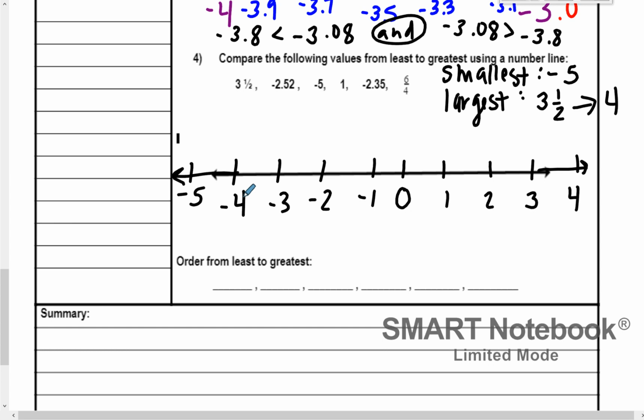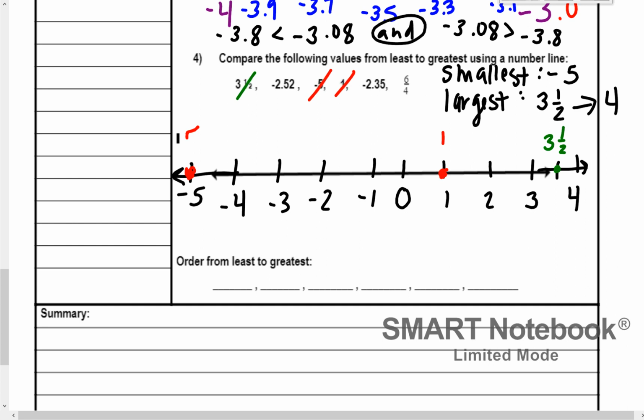Okay. Let's plot our integers first. Okay, so negative 5 right here. 1 right here. Okay, so our whole numbers, just get rid of them right away. 3.5, that's a pretty easy one to do as well. In between that 3 and 4, we just need to cut it in half and plot 3.5 right here. So write 3.5. Sorry, I should be labeling these. That's 1.